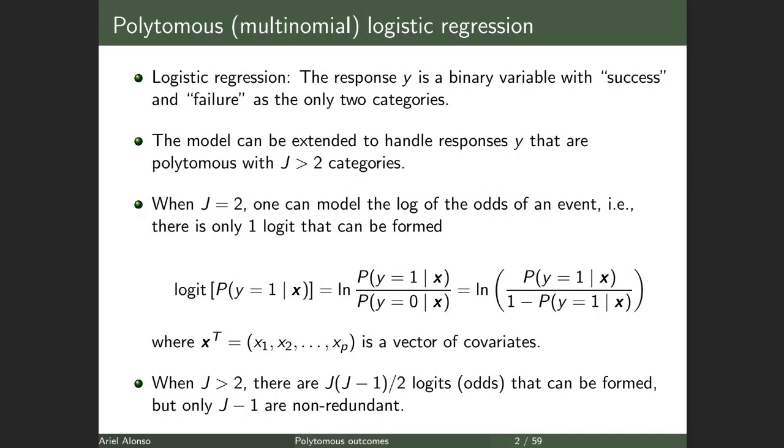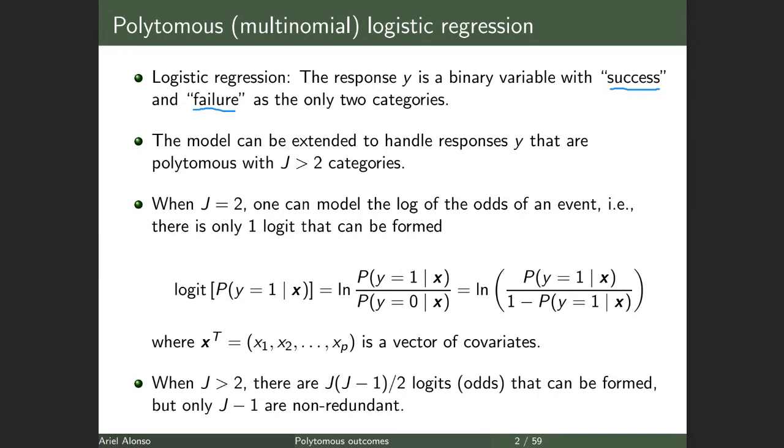Now, in logistic regression, we have an outcome y, which is essentially binary. So we have an outcome, and our outcome can take only two values: success and failure. So these are the two possibilities we have when we are dealing with a logistic regression model.